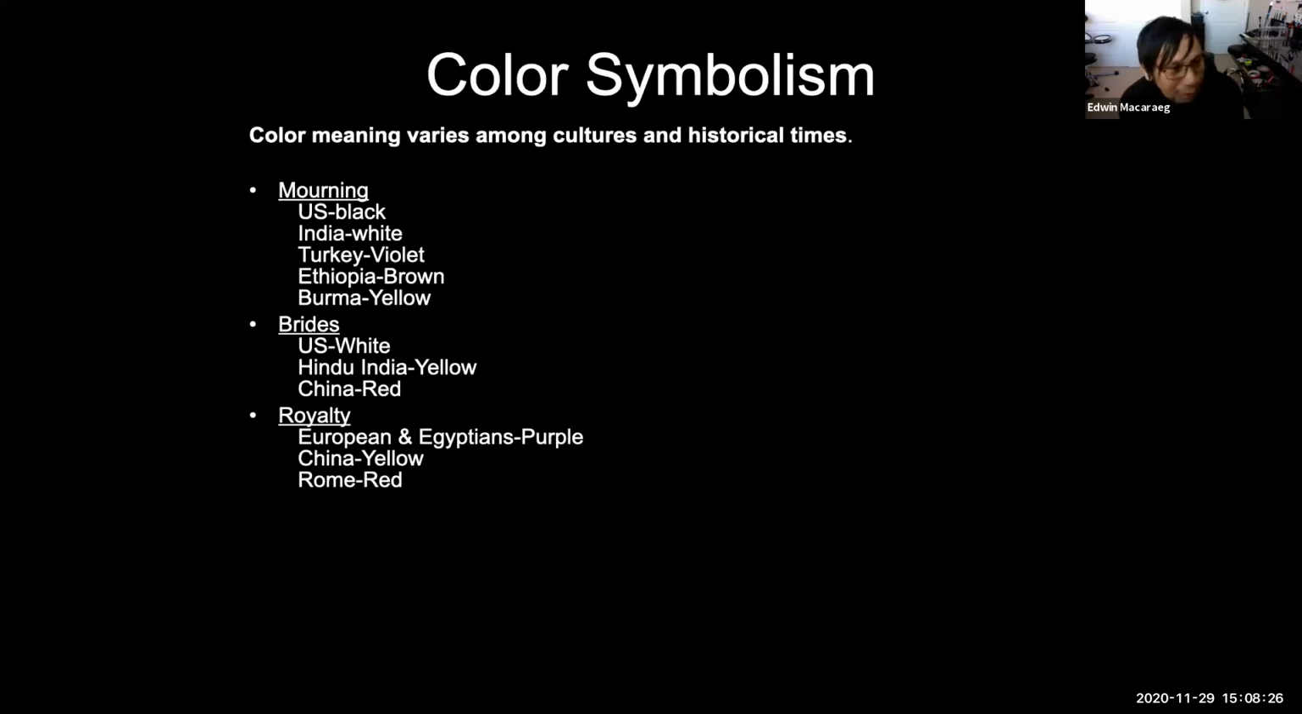So some other examples of symbolism can be such as these, and they all really are dependent on the culture, if anything. If we think of the idea of mourning, of being sad, in the U.S., say during funerals, people usually wear black, right? So in the US, they wear black as a sign of mourning, but in other countries, it might be different, such as in India, they usually wear white. And in Turkey, they wear violet. In Ethiopia, they wear brown. In Burma, they wear yellow. And they wear these for the same idea of mourning. So it really varies on the culture.